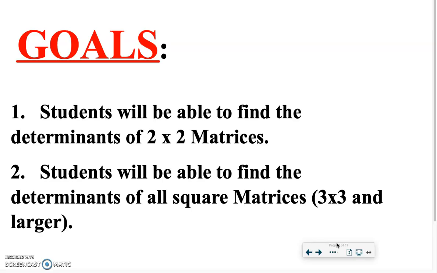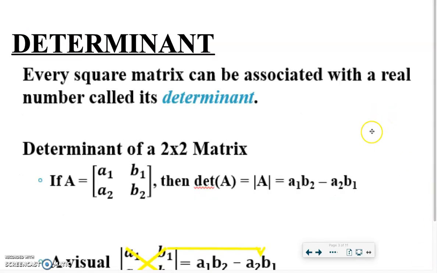So the goals that we have in mind: goal number 1, students will be able to find determinants of 2x2 matrices. And goal number 2, students will be able to find the determinants of all square matrices 3x3 and larger. So why not just lump this together in one goal and say we want to be able to find the determinants of square matrices? We could have, but I'm just trying to make it clear that we're going to go about the 2x2 differently as compared to the 3x3 and larger.